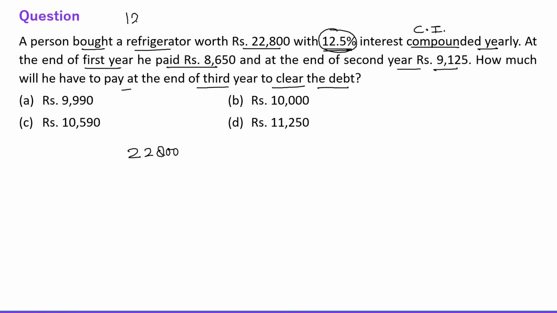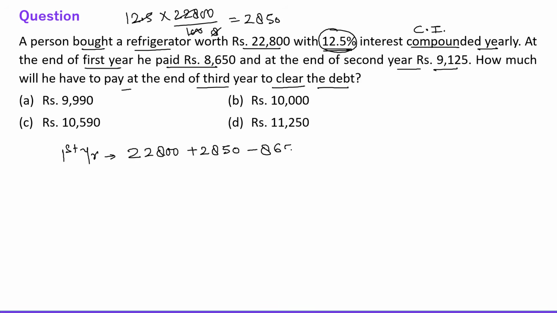So 12.5% of 22,800 will be equal to what? This is 12.5 into 8 is 100. So this will be 8 2s are 16 and 8 8s are 64 and then 50. So this is 2,850. So at the end of the year, he has to pay this much interest. So total cost after the end of the first year, the total cost of the refrigerator becomes 22,800 plus 2,850. And he has paid at the end of the first year 8,650 rupees.